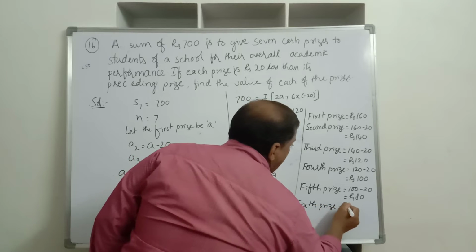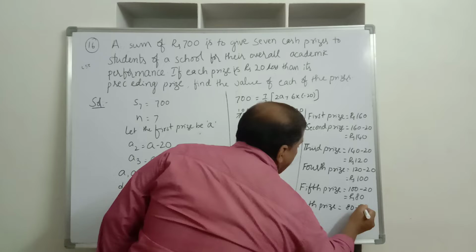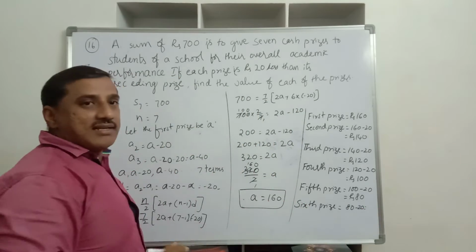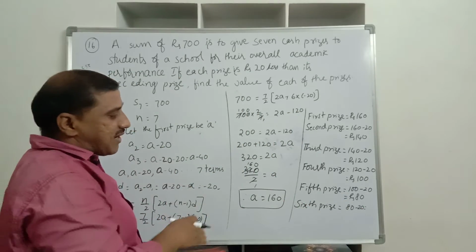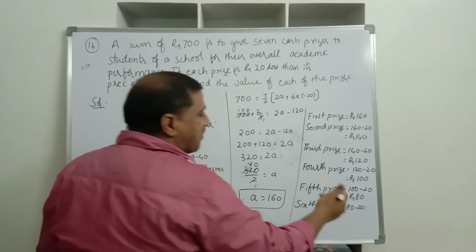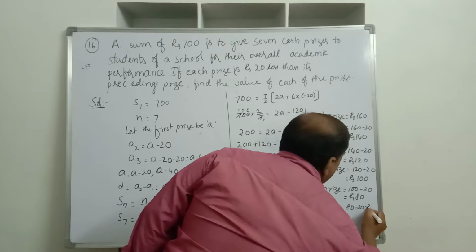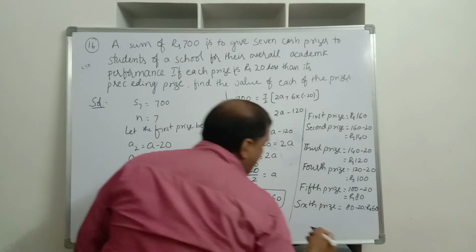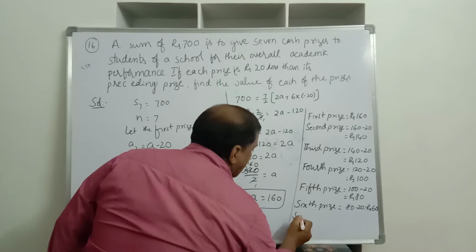Then the sixth price is again 20 rupees less than its preceding price, that is the fifth price. The fifth price is 80. 80 minus 20 is 60. Therefore, rupees 60.